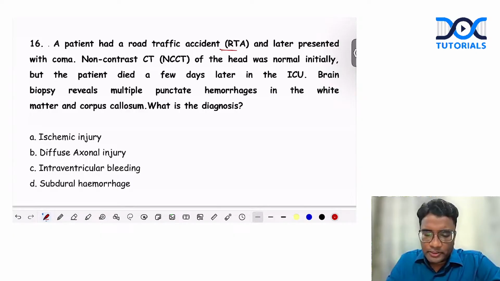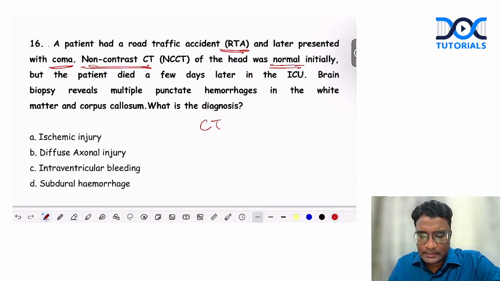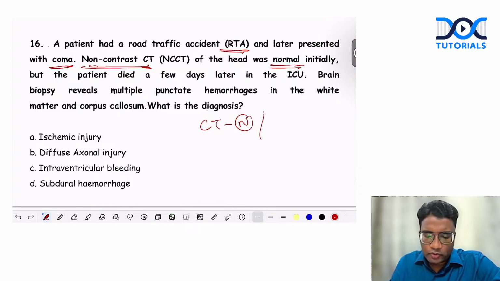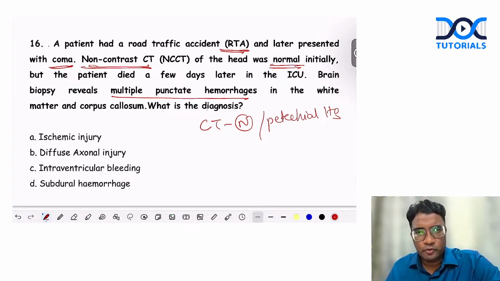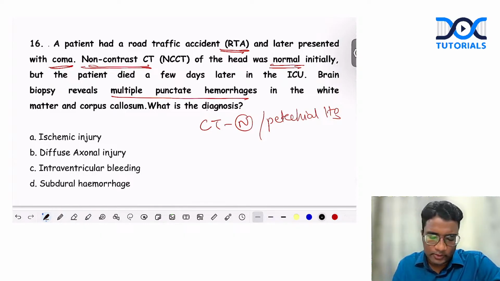A trauma patient who is having poor Glasgow coma scale and non-contrast CT appearing normal. So the CT scan is appearing normal, or it may show some petechial hemorrhages. An unconscious patient, CT scan done after head trauma is appearing normal or shows only petechial hemorrhages. Strongly suspect diffuse axonal injury.